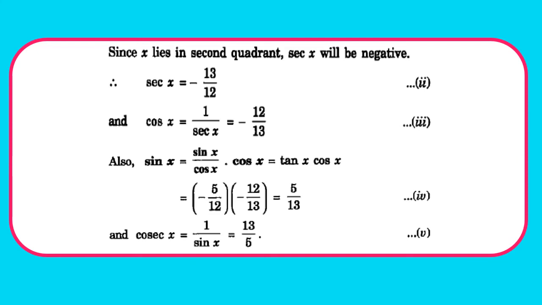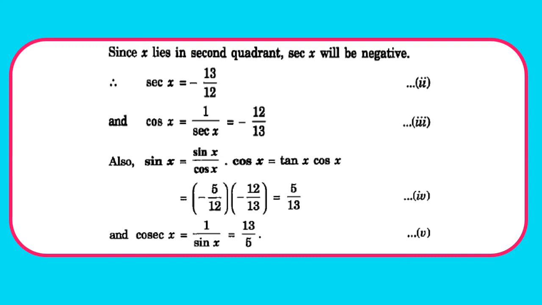So tan equals minus 5 by 12 and cos equals minus 12 upon 13. So on simplification we get sin x equals 5 by 13. As we have sin x, we can simply find the value of cosec. Cosec equals what? Reciprocal of sin. So cosec is equal to 1 upon sin, which is equal to 13 upon 5.